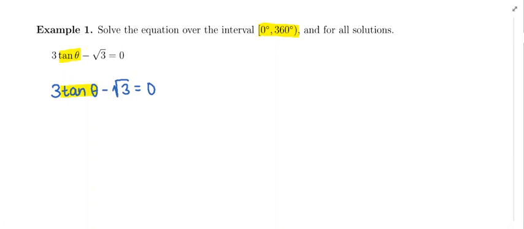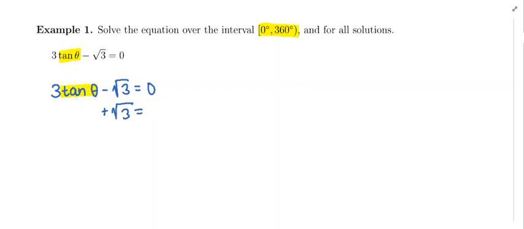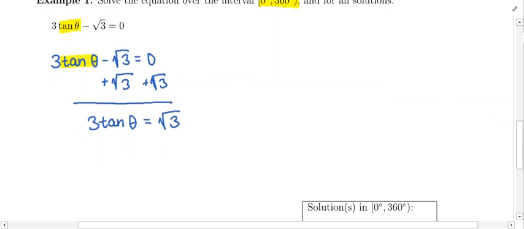So first thing I'm going to do is take this minus square root of 3 and move it over. So I'm going to add the square root of 3 to both sides. Whatever you do to one side, you have to do to the other. That's going to tell me that 3 times the tangent of theta is equal to positive square root of 3. Okay, I'm almost there.